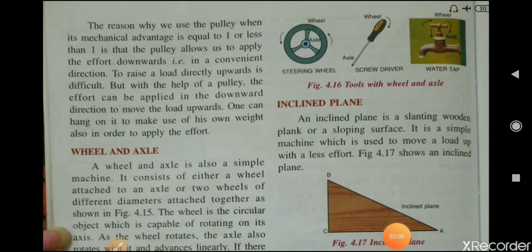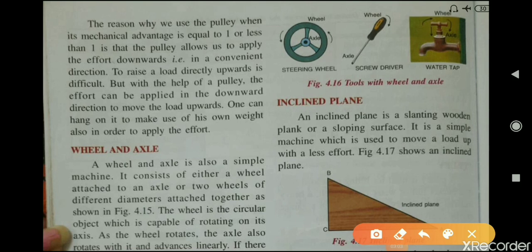Now the reason why we use a pulley when its mechanical advantage is equal to 1 or less than 1 is that a pulley allows us to apply the effort downwards, that is in a convenient direction, because to raise a load directly upwards is difficult. But with the help of a pulley the effort can be applied in the downward direction to move the load upward, and that's why we use a pulley even though its mechanical advantage is equal to 1 or less than 1. One can hang on it to make use of one's own weight also in order to apply the effort.